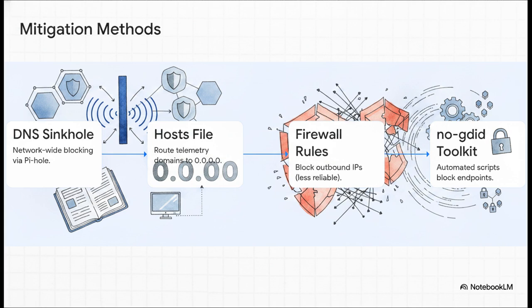Next up is editing your local host file to route those specific telemetry domains into a black hole, just sending them to 0.0.0.0. Third are Windows firewall rules, but honestly, these are fragile. They frequently get confused because Microsoft uses content delivery networks. That means perfectly legitimate services end up sharing IP ranges with the telemetry stuff. And finally, there are specialized open-source scripts like the NoGD toolkit, which automatically block these specific endpoints for you.